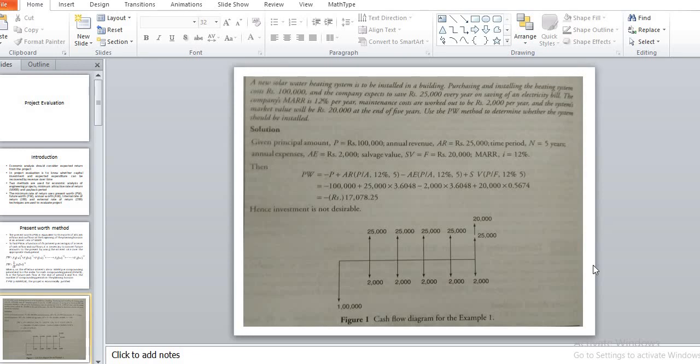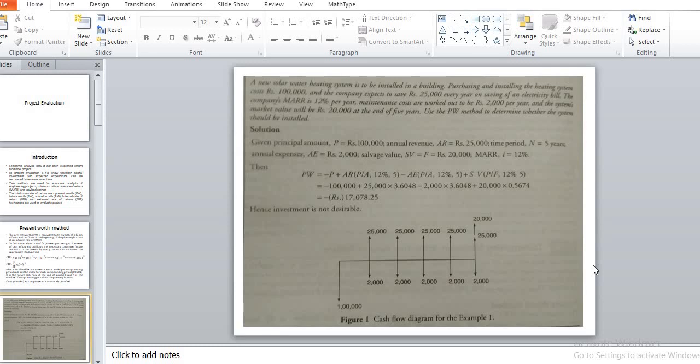Maintenance costs are worked out to be rupees 2,000 per year, and the system's market value will be 20,000 at the end of the 5 years. Also use the present worth method to determine whether the system should be installed or not.